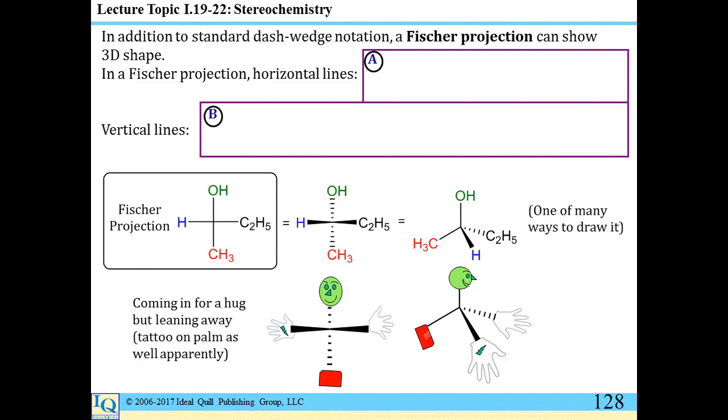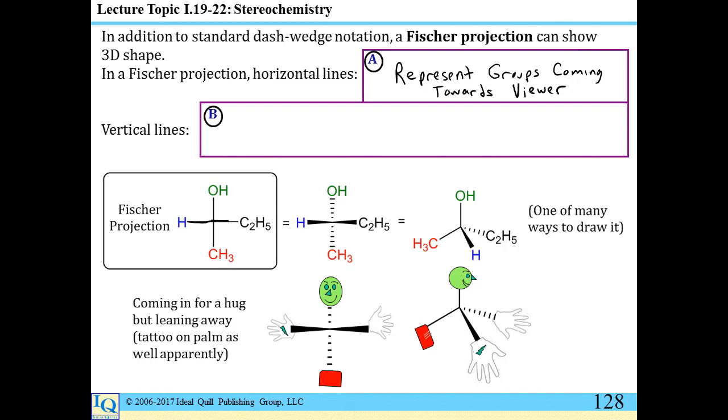Now drawing wedges and hash lines can sometimes be cumbersome, and those symbols aren't available in all word processing programs, and certainly they weren't available to early chemists who wrote their papers and textbooks using a typewriter. So Fischer developed a Fischer projection where you can show the three-dimensional shape using ordinary straight lines that don't have a wedge or hash appearance to them.